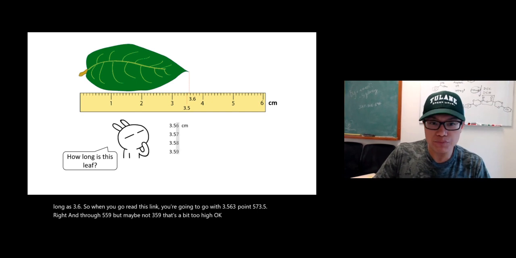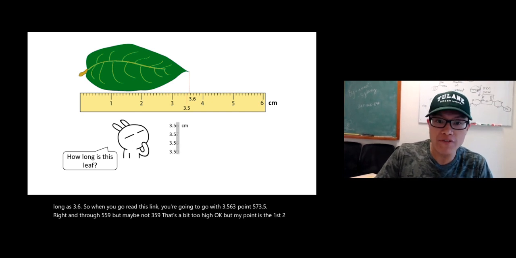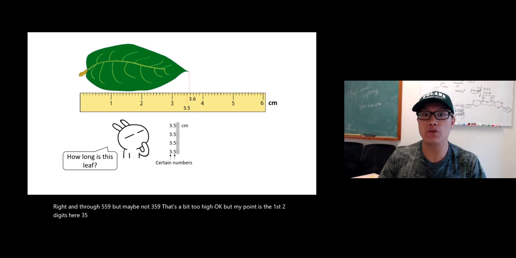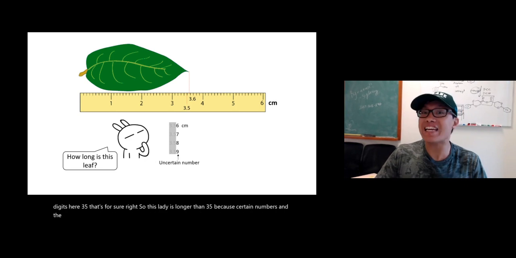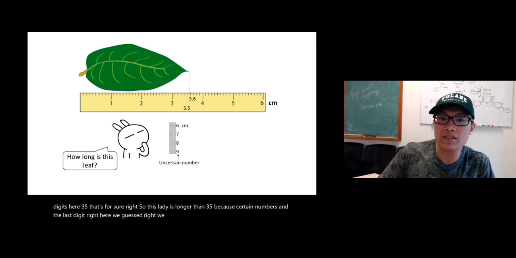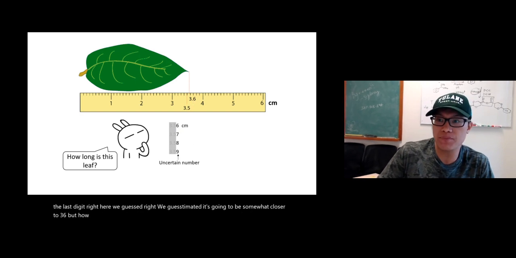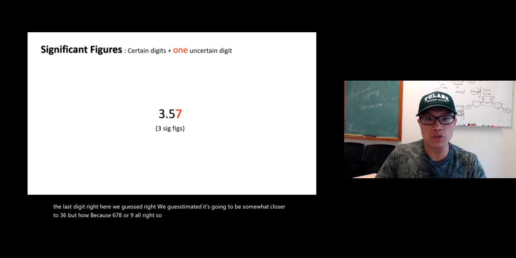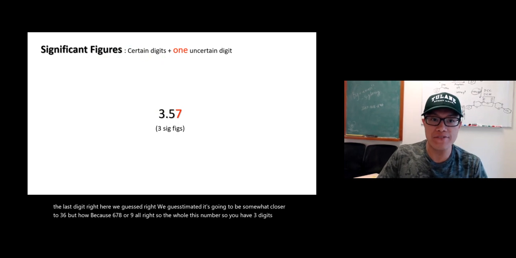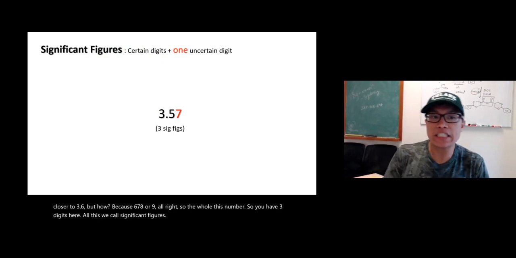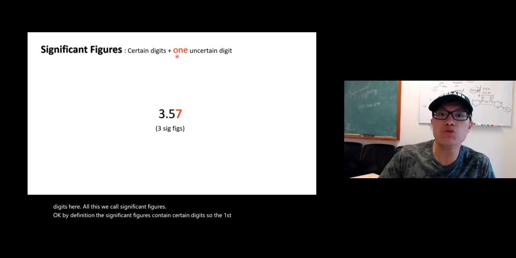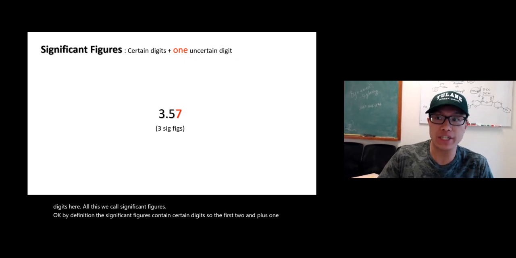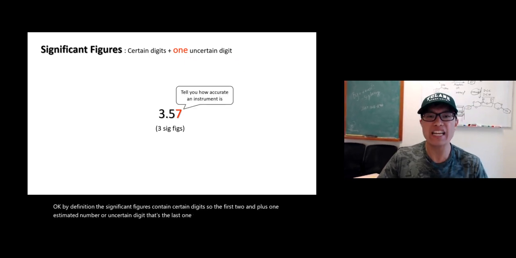But my point is the first two digits here, 3.5, we know for sure. So this leaf is longer than 3.5 because those are certain numbers. And the last digit right here, we guess. We guesstimate it's going to be somewhere closer to 3.6, but how close? 6, 7, 8, or 9. So the whole number, you have three digits here. All this we call significant figures. By definition, the significant figures contain the certain digits, so the first two, plus one estimated number or uncertain digit. That's the last one that you guess.